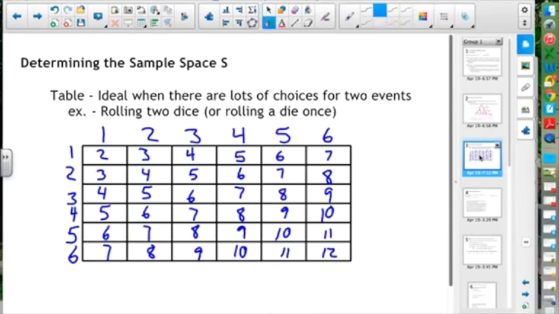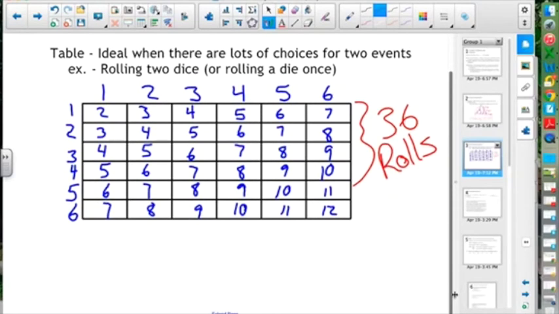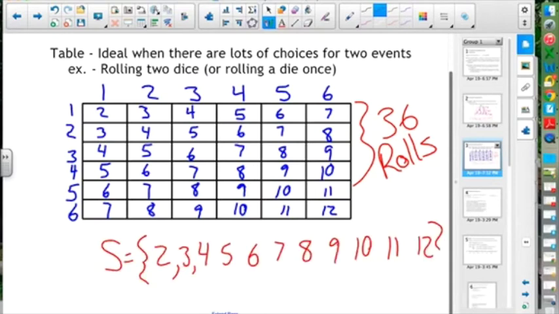That's not all the possible ways the dice can fall. There are 36 possible rolls, but that doesn't mean our sample space has 36 elements in it. Okay? What would our sample space be in this case? It would be 2 through 12. Now, again, like we had with the heads and tails one, that doesn't mean all of these are equally likely.